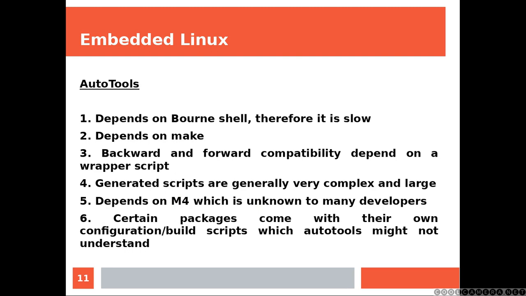Autotools depends on Bourne shell, therefore it's slow. Depends on make. Backward and forward compatibility depend on a wrapper script. Generated scripts are generally very complex and large. Depends on M4, which is unknown to many developers. Certain packages come with their own configuration build scripts, which Autotools may not understand.